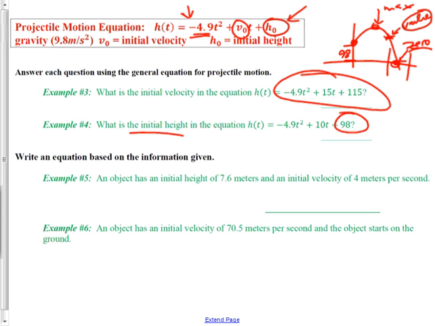So that means I know this equation is going to always start like this. H of t, or you could just say y, equals, and then negative 4.9, and that's because on Earth, that's a gravitational constant for Earth.